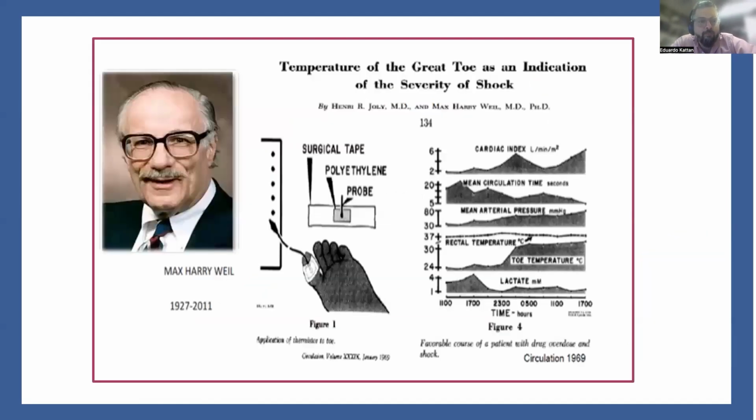And back in the 60s, 70s, Professor Max Harry Weil, one of the fathers of shock, had already studied the skin as one of the bedside monitors to assess adequacy of perfusion and flow. And in this trial, he showed that the difference in temperature between the great toe and central temperature was a better indicator of the severity of shock than central or macro hemodynamics.